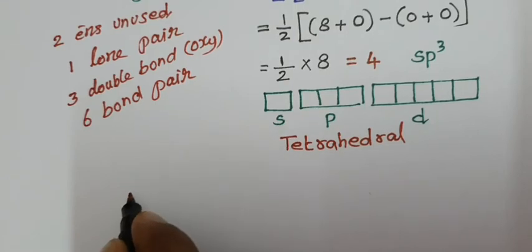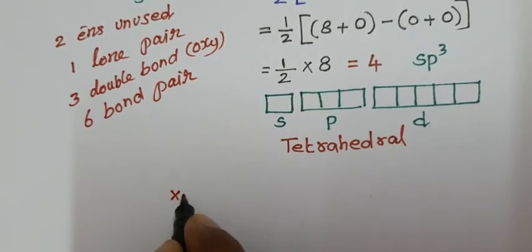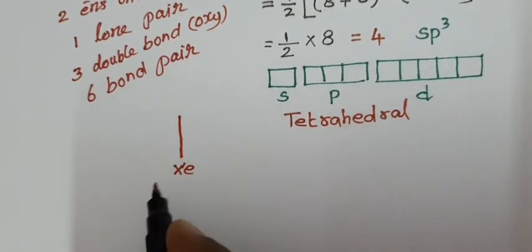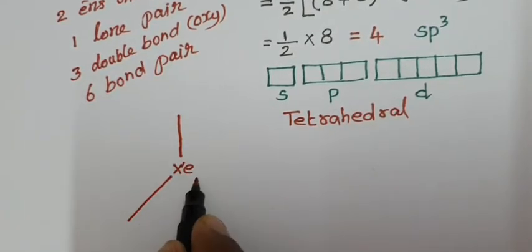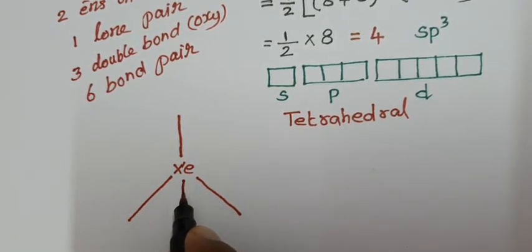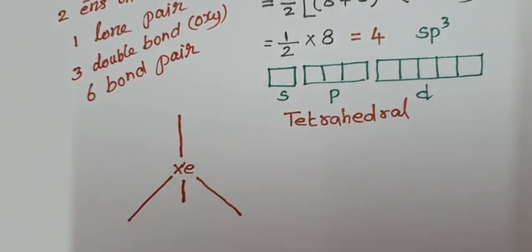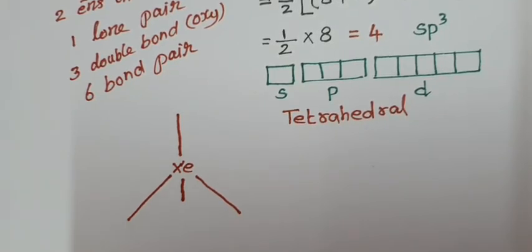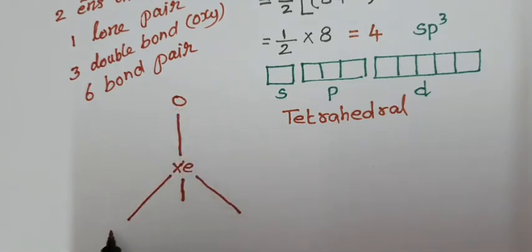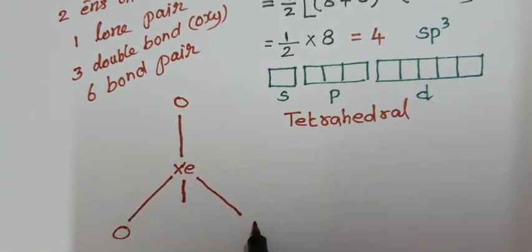Xenon at the center. You know how to draw the tetrahedral structure. Above the plane, one bond. Here you have one bond. Here you have another bond. And one bond is perpendicular to the plane. How many oxygen atoms are attached to xenon? 3 oxygen atoms: 1 oxygen atom, another oxygen atom, third oxygen atom.